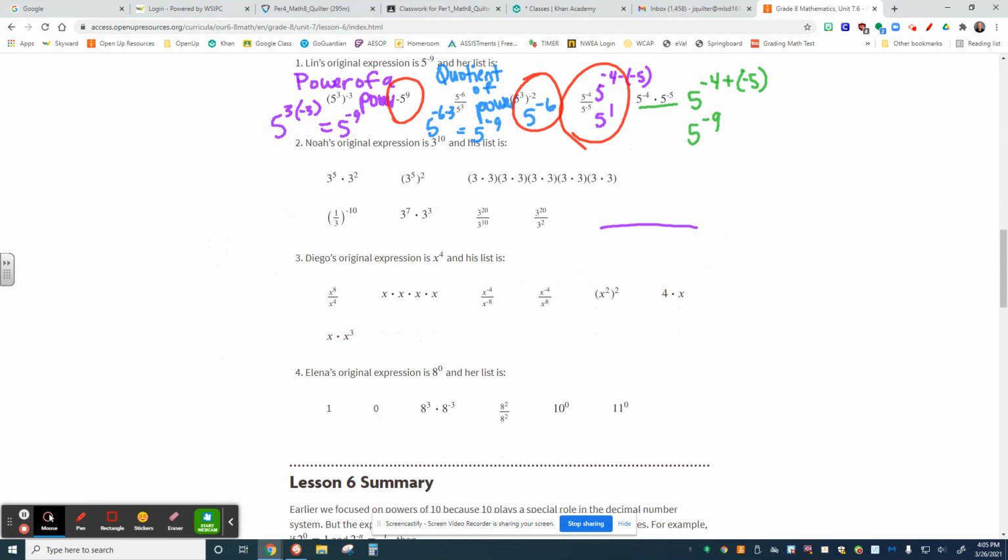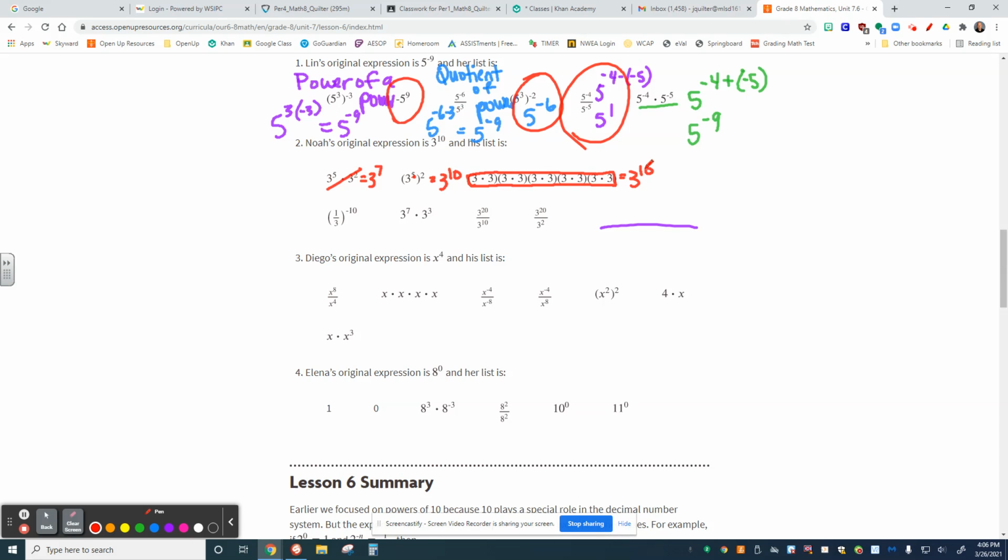Noah's expressions are given here. I see product of powers for 3 to the 5th times 3 to the 2nd. Adding those exponents would give me 3 to the 7th power. This one is not true. The next one, I see a power of a power. That means 5 times 2, which equals 3 to the 10th. This one's good. I see the product of 3 being multiplied by itself 10 total times. This is definitely 3 to the 10th power.